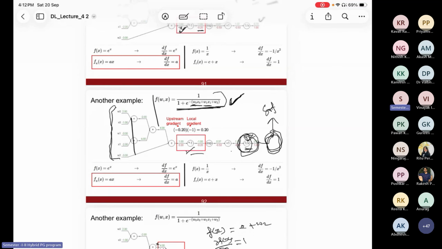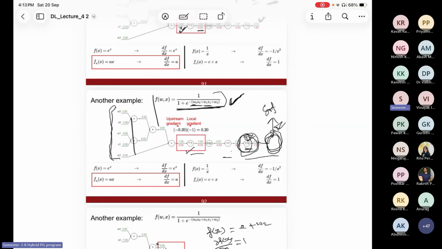But for that, you just have to go back, because every node has its local gradient. So you don't need to calculate the local gradients again. You just calculate the local gradient of this part, then go back and multiply the upstream gradient with the local gradients, and that way you calculate all the gradients with respect to all the variables. So that's why this process is very simple and not tedious.